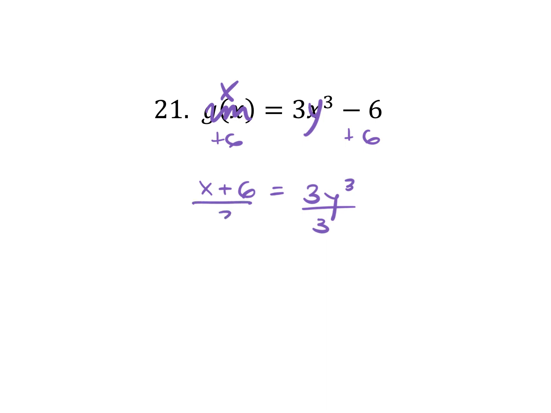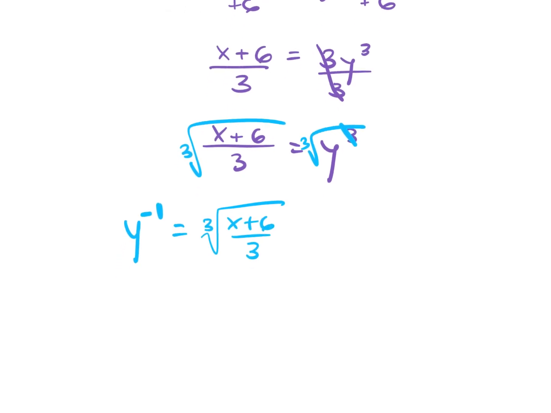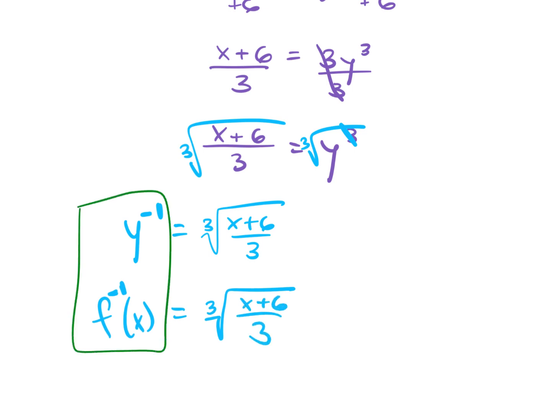Then we can divide by 3. So x plus 6 over 3 is equal to y cubed. Then we want to take the cubed root to cancel out with the third power. So our inverse, which we could say y to the power of -1, that's just the naming of our inverse, is equal to the cubed root of x plus 6 over 3. Or we could see it written as f of x, or f -1 of x is equal to the cubed root of x plus 6 over 3. So this is just the naming of the inverse.